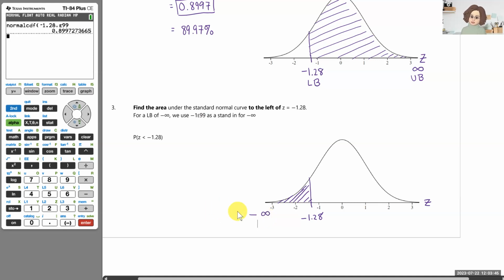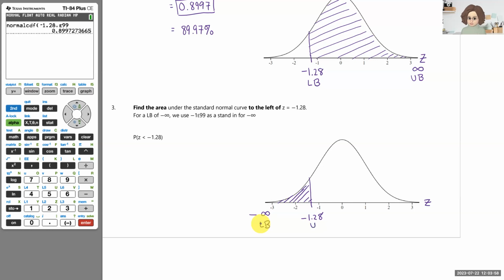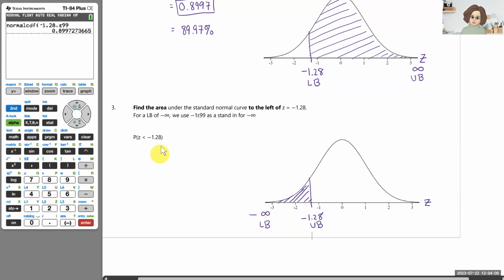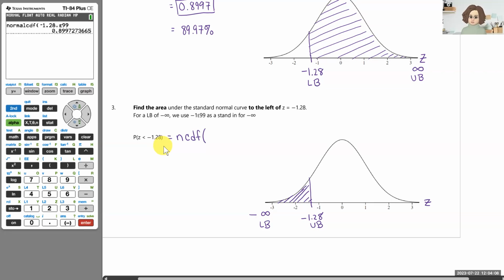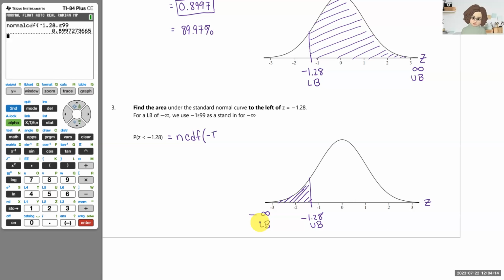Now, the thing you really have to be careful of, though, is the order that you're entering values into the calculator. When we define a region, the lower bound is always to the left of the upper bound. So when we get to our normal CDF and we're looking for the probability of a z-score being less than a value, the starting point is the negative infinity. So we'll do our negative and then the E99. And then the upper bound is the negative 1.28.